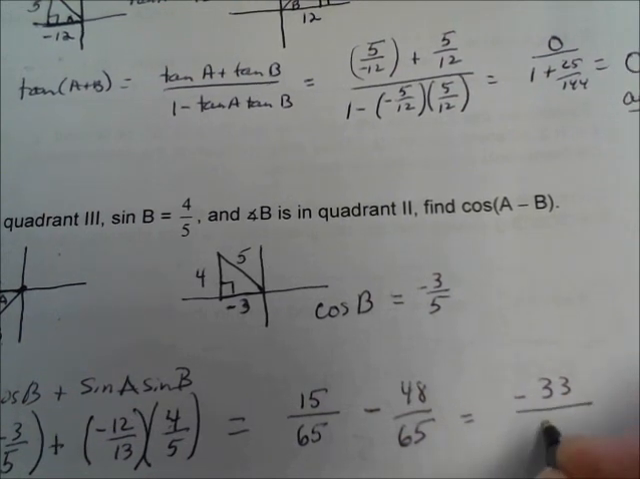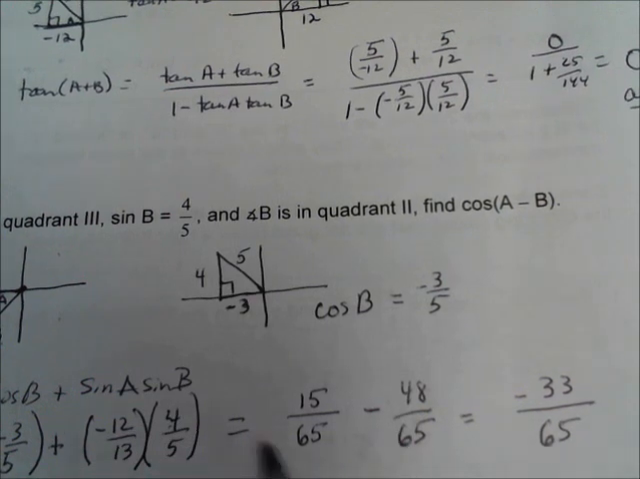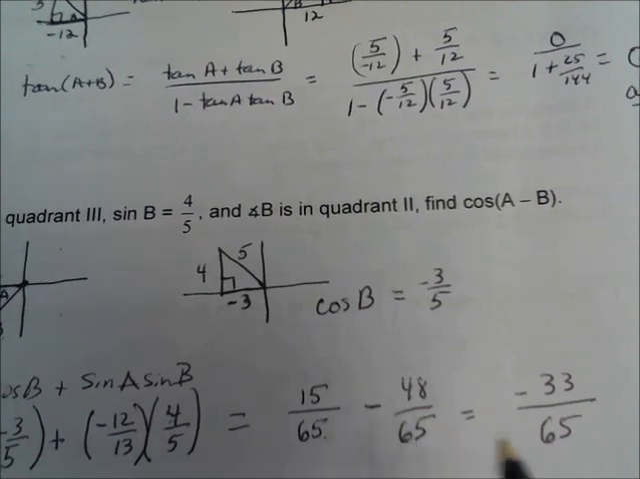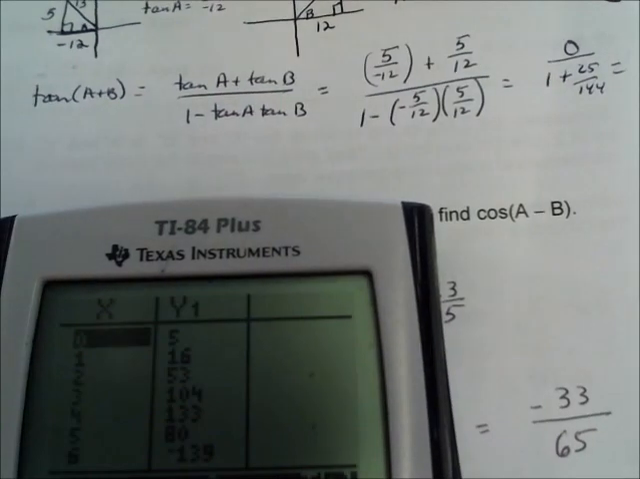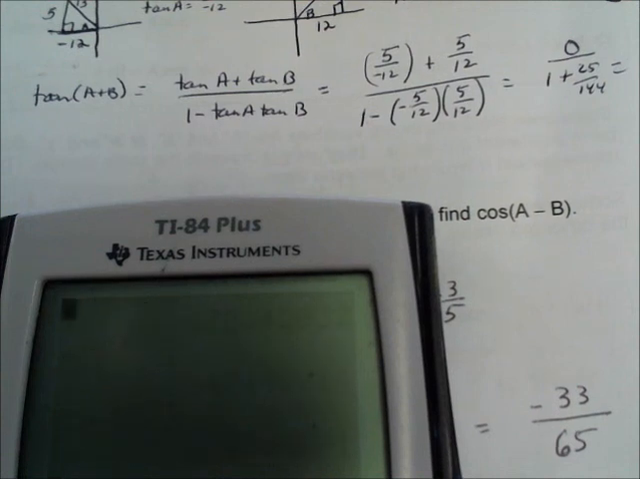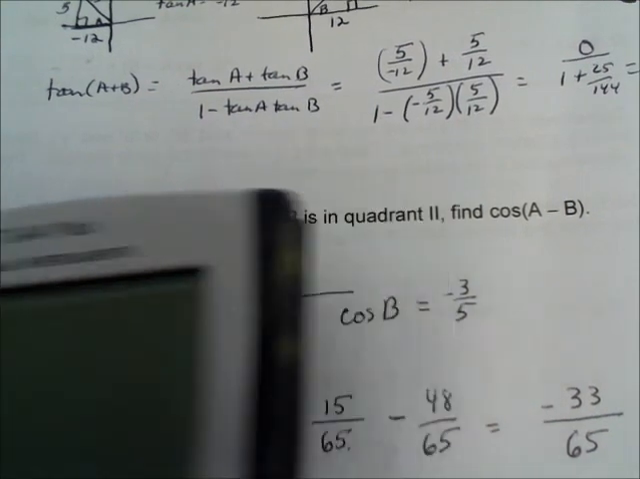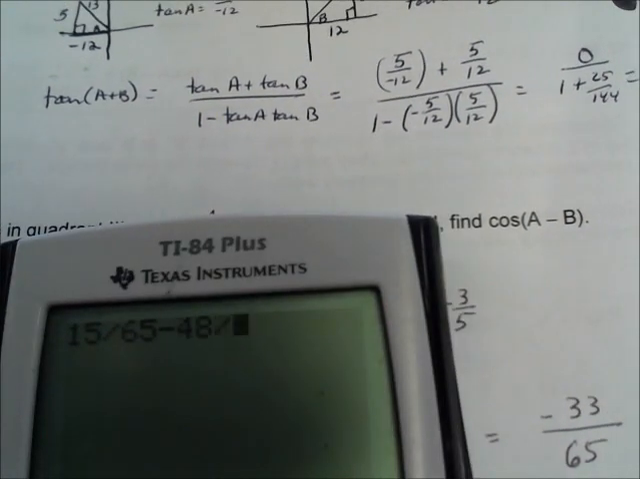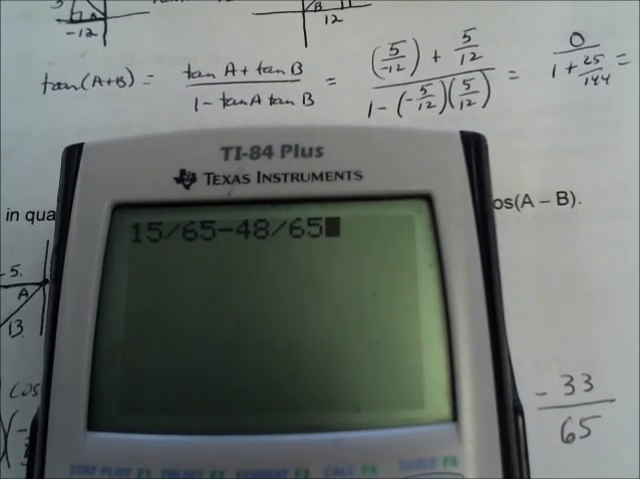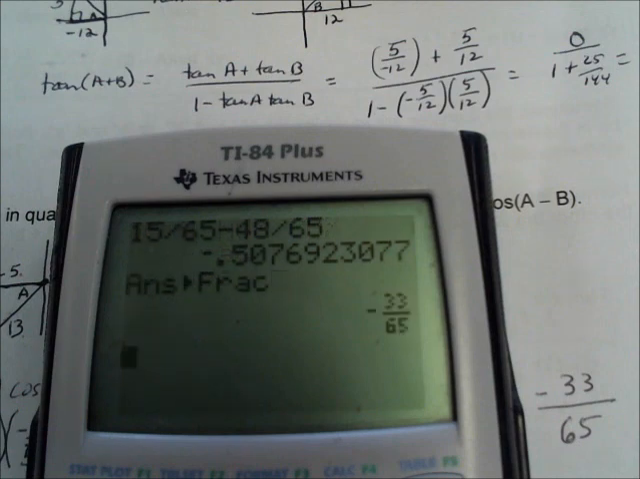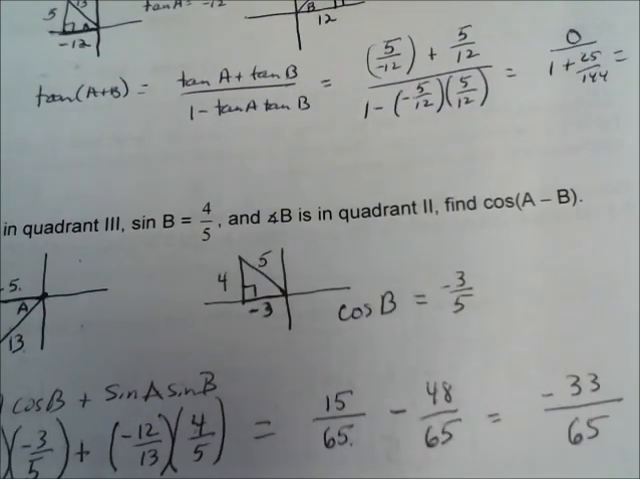33 over 65. If you want to use your calculator for any of this, that's fine. And you don't even need the fraction button. I'll show you: 15 over 65, because there's only one thing in the numerator and one thing in the denominator, minus 48 over 65. But if you like to use the fraction button, that's okay too. And I want to do a math frac to get my answer in fraction form. So there's your negative 33 over 65 that we got by hand.